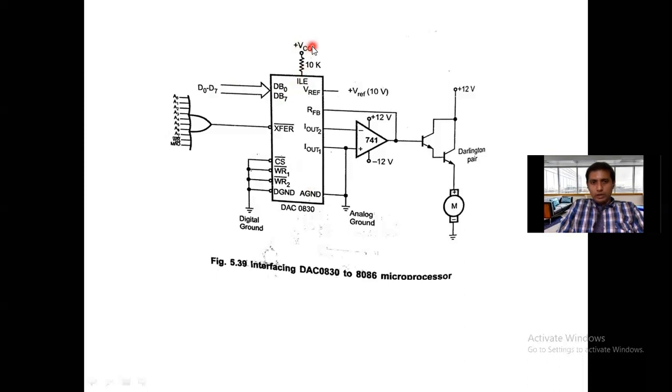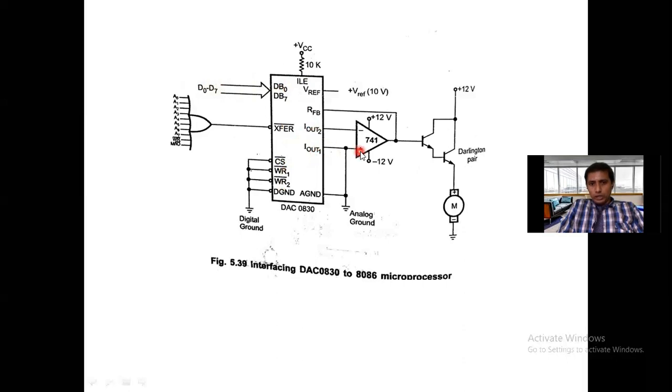VCC means high, ground means low. Whenever high is given to ILE, it will activate. So ILE is activating, XFER bar is activating, and WR1 bar, WR2 bar and CS bar are activating. Then it converts digital data into analog data easily. Based on the D0 to D7 bits, we get digital data and convert it into analog output currents, IOUT1 and IOUT2.